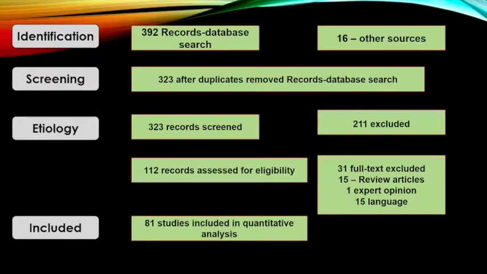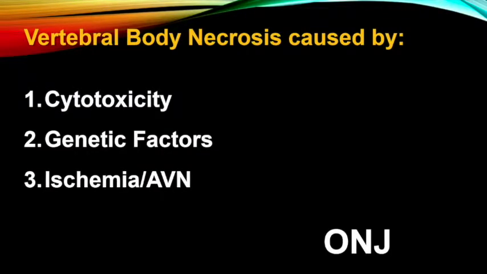They identified a bunch of records. They narrowed it down from duplicates. They screened some out and excluded a bunch. They had some left. They did a full review. 81 studies out of 392 were suitable for a review. And they looked at cytotoxicity, genetic factors, and ischemia. I can tell you right now there were no genetic factors that they could identify from that review. There were cytotoxic things, and there was definitely ischemia.